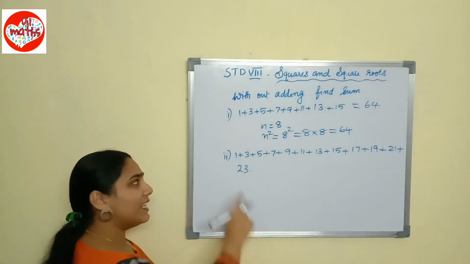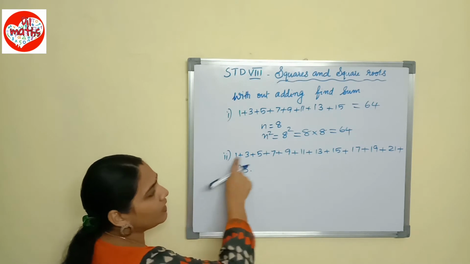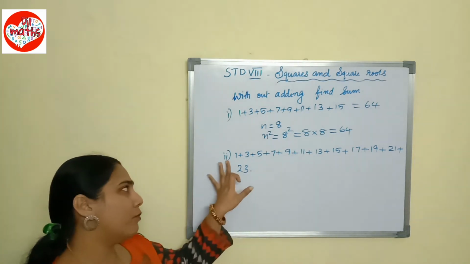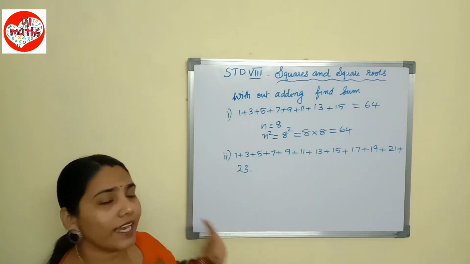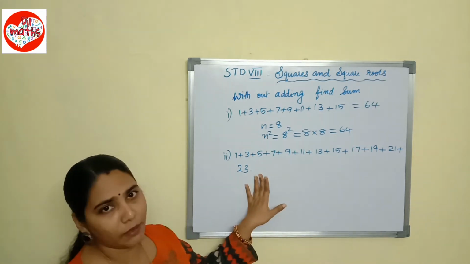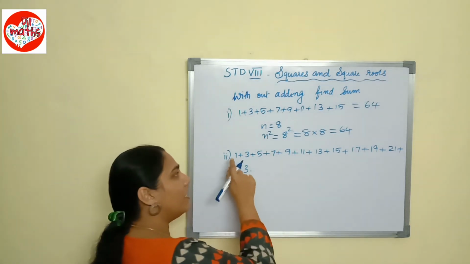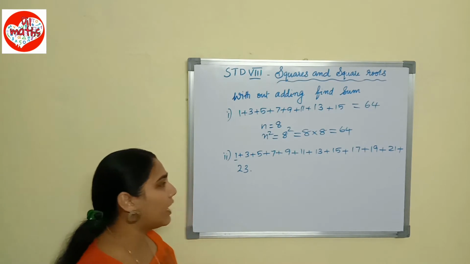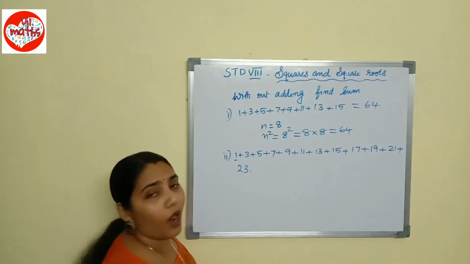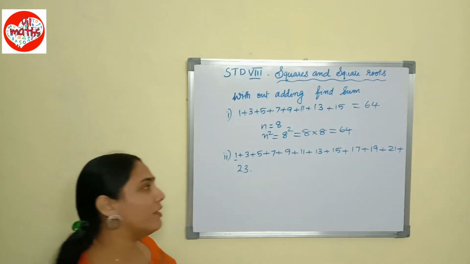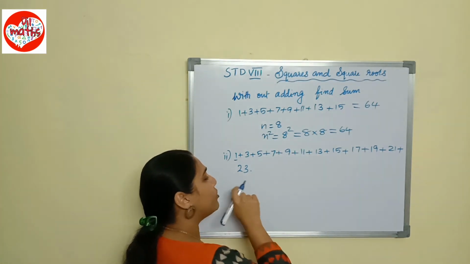64. Okay, like that. Second one. What is the second one? From 1 up to 23. From 1 to 23 are the odd numbers we added here. So we should find out the sum of this one. We should check whether it is starting from 1 and whether we wrote all the consecutive odd numbers. Okay, we wrote all the consecutive odd numbers up to 23.